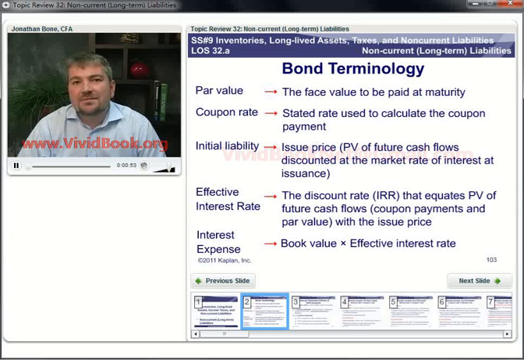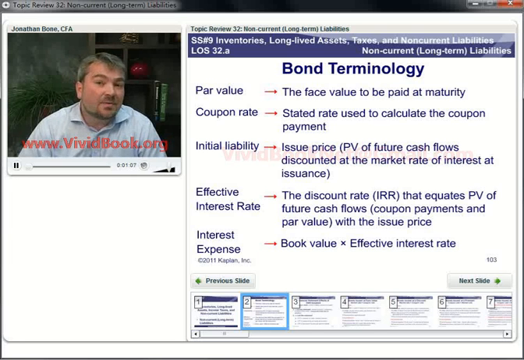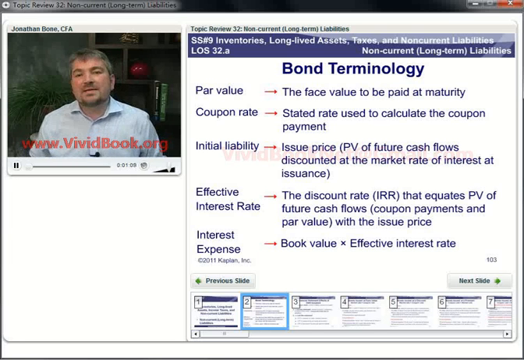Coupon rate is often referred to as the stated rate, and it's the fixed percentage of the bond's par value that you receive as a coupon. Now again, remember in the exam, typically assume that coupons are paid semi-annually. The stated rate is always quoted as an annual percentage, whether the bond pays a coupon semi-annually or annually.